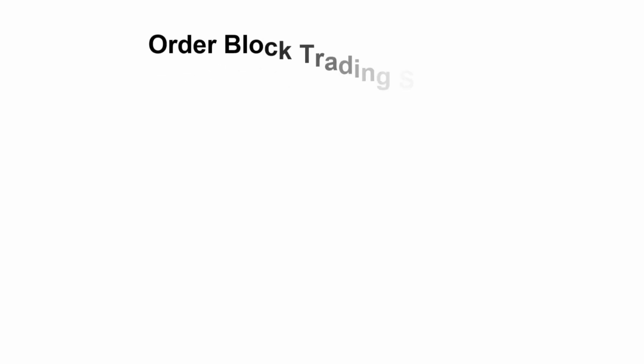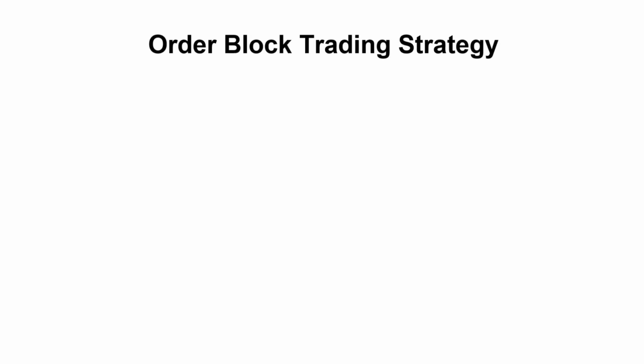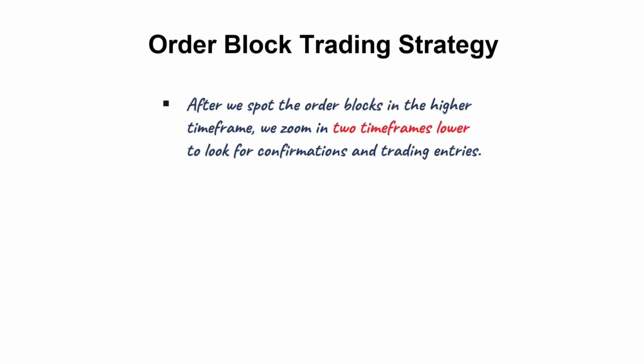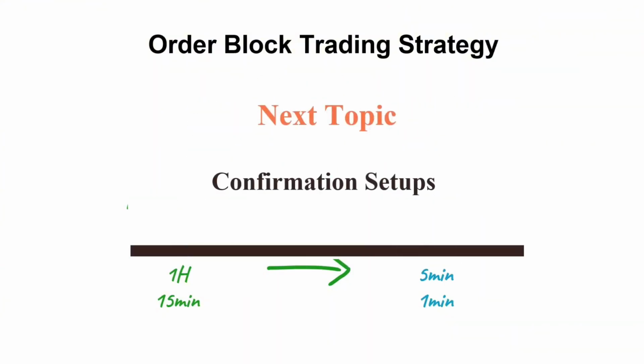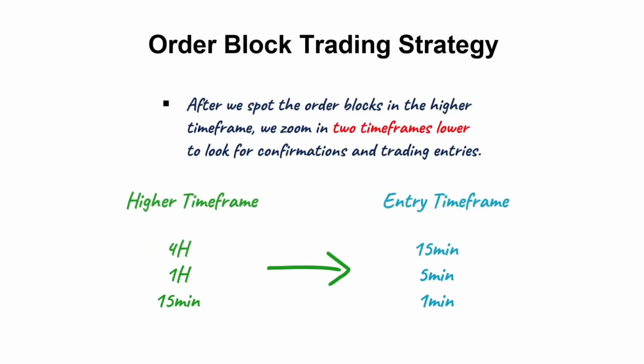The order blocks trading strategy is not limited to any time frames. Still, after we spot the order blocks in the higher time frame, we zoom in 2 time frames lower to look for confirmations and trading entries. So when we use 4-hour, 1-hour, and 15 minutes charts as our higher time frame, we look for entry reasons in 15 minutes, 5 minutes, and 1 minute, respectively. You could use multiple price action setups as confirmations for trading the order blocks. Here are some of the most common patterns we trade in the market.